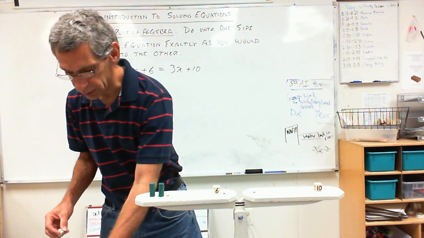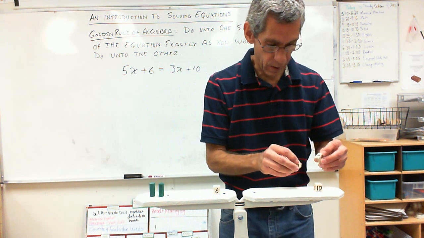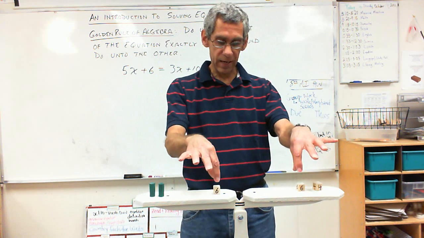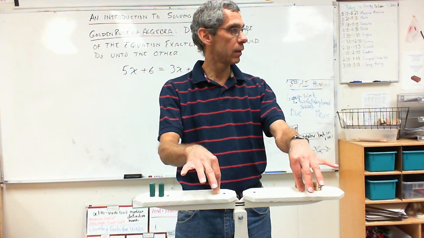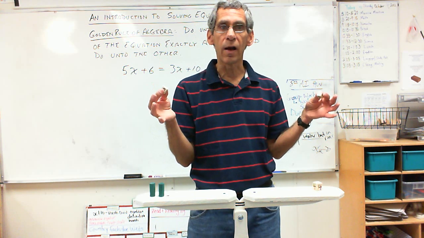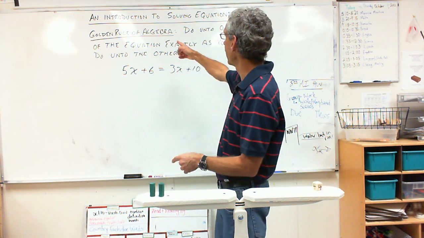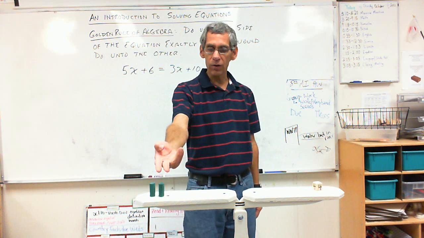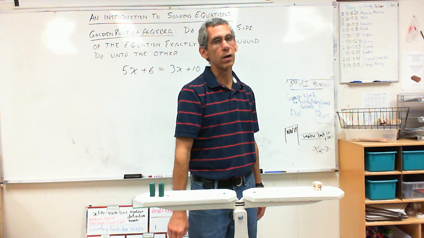10 is the same as 6 plus 4, right? I'm going to just do that for now. Replace it: 6 plus 4. So I could take a 6 away from both sides, right? And it'll still stay in balance, because I didn't do anything illegal. I followed the golden rule of algebra. I did exactly the same thing to both sides. So I now know that x plus x is equal to 4.